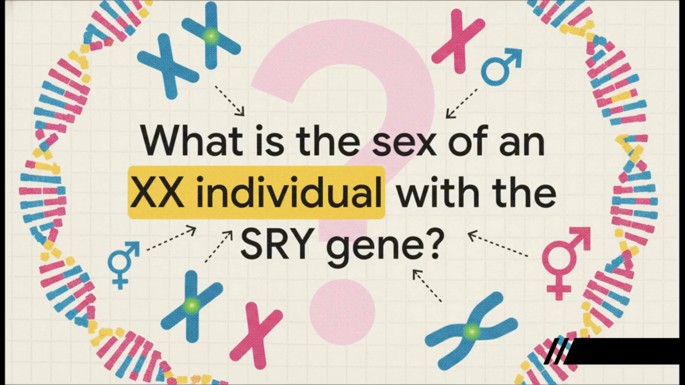The SRY gene is the master switch, right? So even though there's no Y chromosome, the switch is there. It gets flipped to on. And that means this XX individual would actually develop as a male. It shows that it's not the Y chromosome itself that matters, but that one powerful gene on it. Kind of mind-blowing, isn't it? It just goes to show how complex genetics can be.